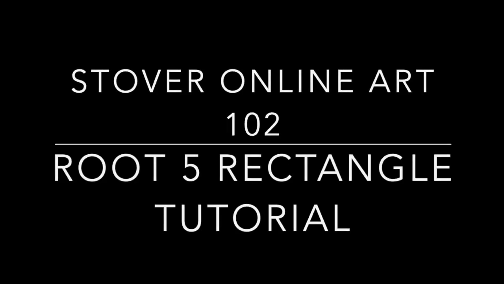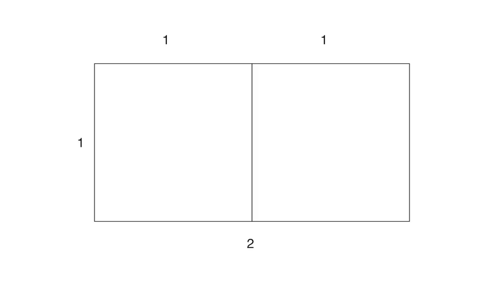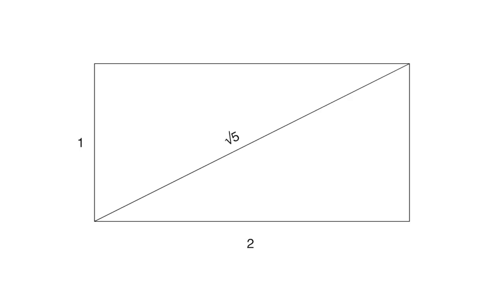Root 5 rectangle tutorial. A root 5 starts with a 1 by 2, which is two squares placed side by side, as you can see here. Here's your 1 by 2 without any dividing lines. The diagonal of a 1 by 2 is the square root of 5 in relation to its long side.